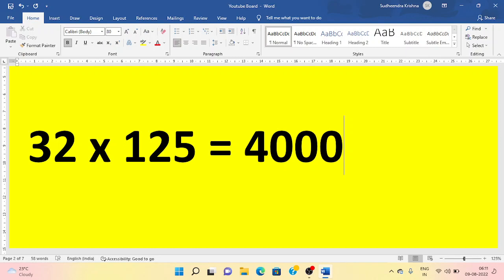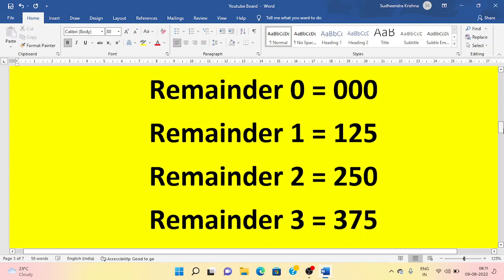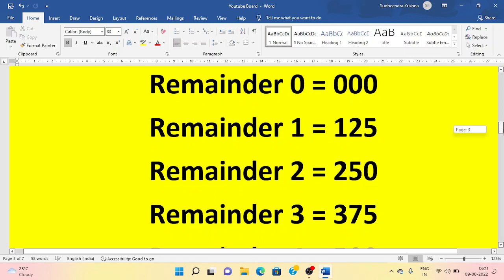So divide the number by 8, put the quotient on the left side, and on the right side, depending upon the remainder, you put the number. You need to remember one thing. When you are dividing a number by 8 and if you get 0 as the remainder, you have to put 3 zeros. And if you get remainder as 1, you have to put 125 on the right side.